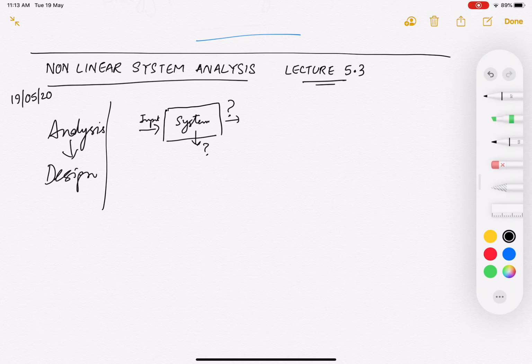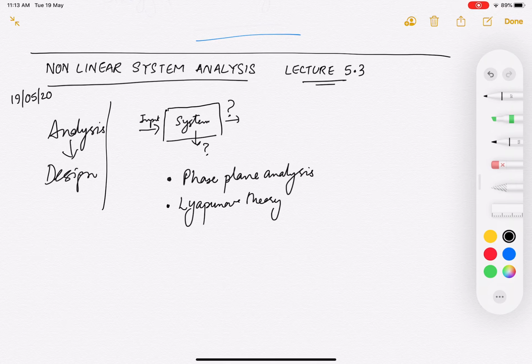Okay, so what are the different techniques that we'll be studying in this portion of the unit? One is the phase plane analysis. The other is Lyapunov theory. And the third technique is called the describing function method.